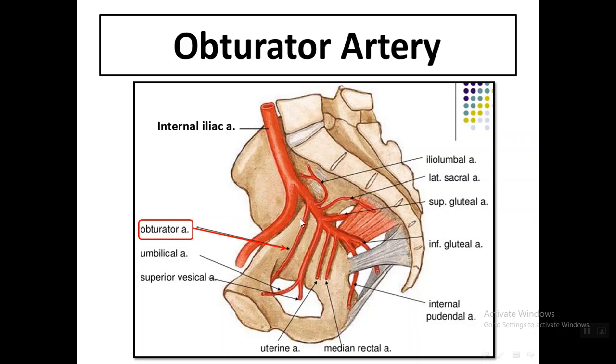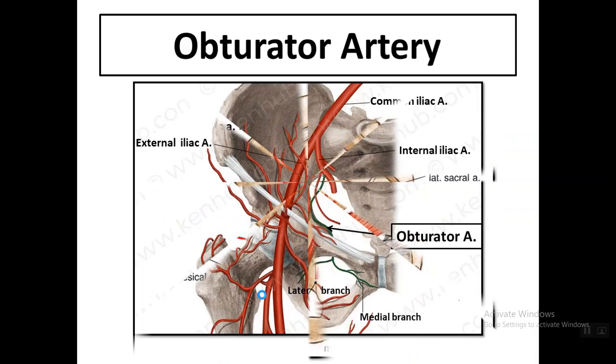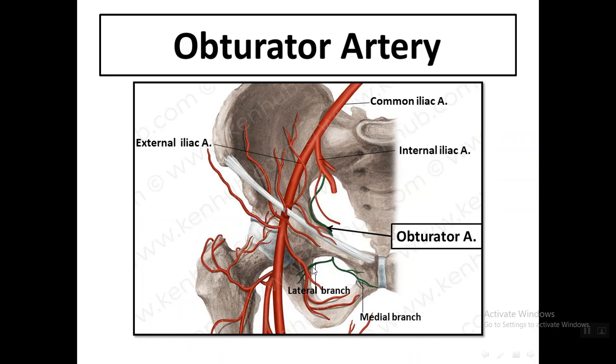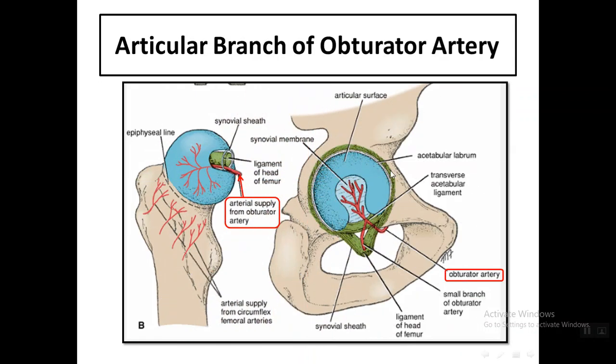The obturator artery arises from the internal iliac artery, passes on the lateral side of the pelvis to reach the upper part of the obturator foramen to pass through the obturator canal with the obturator nerve. As it passes through the canal, it will divide into a medial branch and a lateral branch. It will give an articular branch to supply the knee joint. The obturator artery will also give an articular branch. This articular branch will pass through the ligamentum teres, or the ligament of the head of femur, to supply the head of femur.